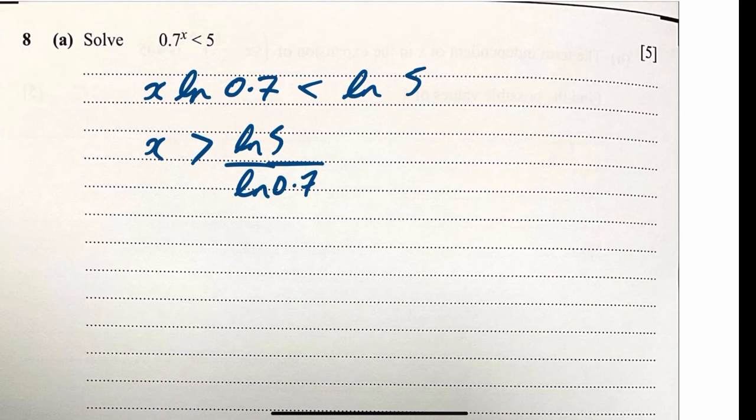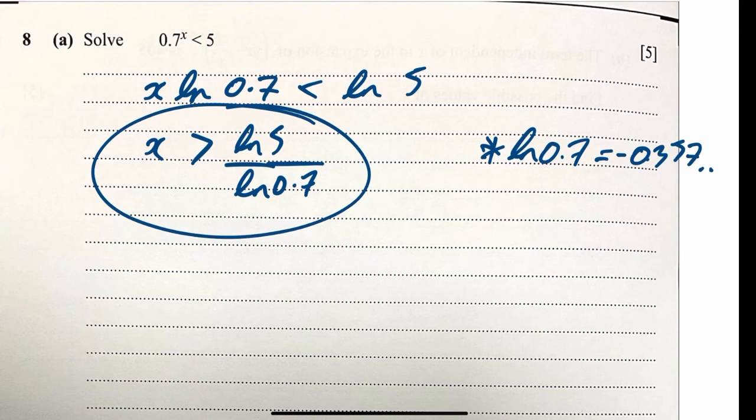change the sign of the inequality, and that is because ln of 0.7, if you do it on your calculator, I'll just do this to get you an exact value of it. If you do ln of 0.7, you get minus 0.357 to 3 sig figs. Okay, so that's what it is. So remember, if you multiply or divide across the inequality sign by a negative number, you must change the direction of your inequality.